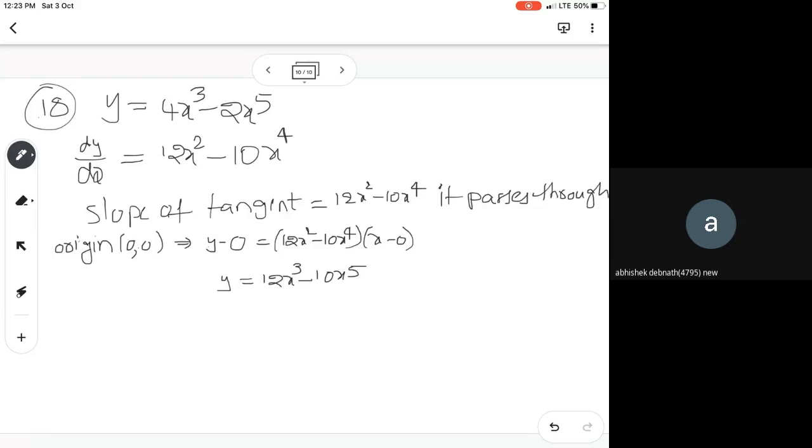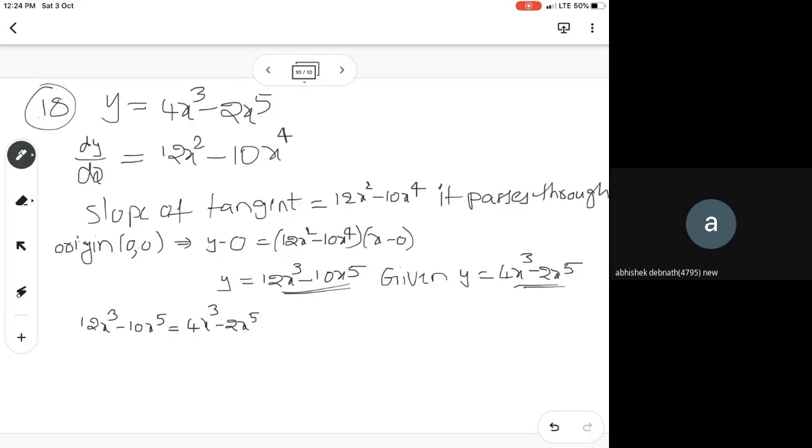And also we are having y is equal to, given, y is equal to 4x cube minus 2x to the power of 5. So this one and this one both are equal. You can make it equal here. So therefore 12x cube minus 10x to the power of 5 is equal to 4x cube minus 2x to the power of 5.